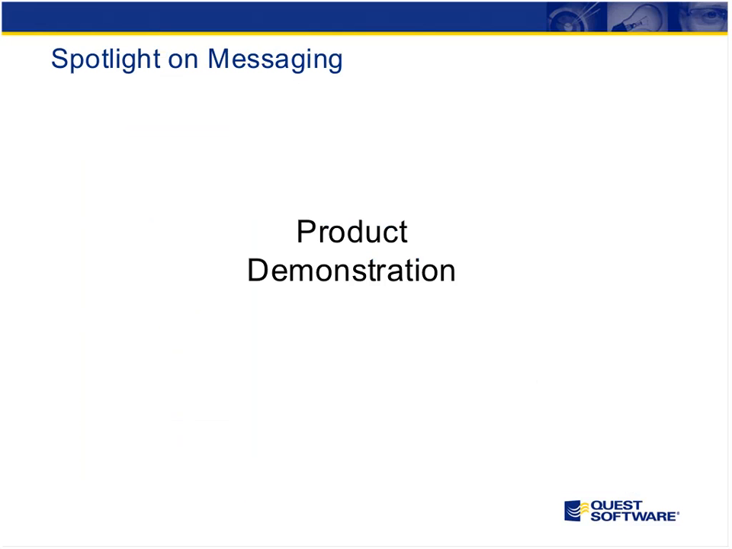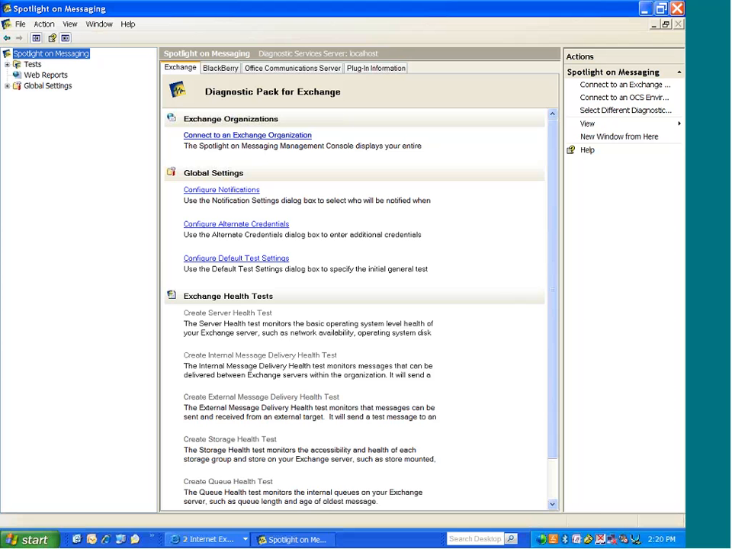So let's move over and do a quick run through of the application itself. What you should be seeing now is the standard Spotlight on Messaging screen as it appears when you first install. There are three different panes. The left-hand pane is more of an inventory type pane or configuration pane where you would set up connections to Exchange organizations and Office Communication Server environments, where the tests that you create would all be listed and can be run from.